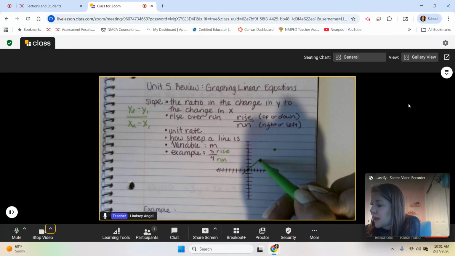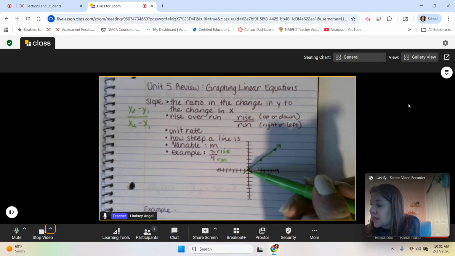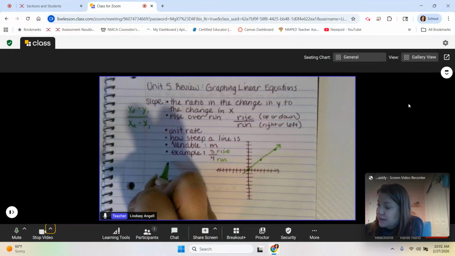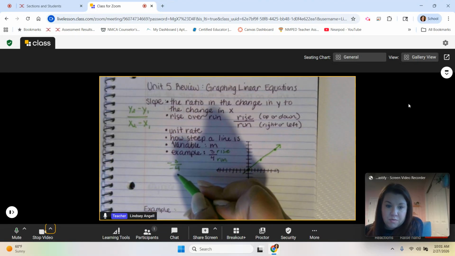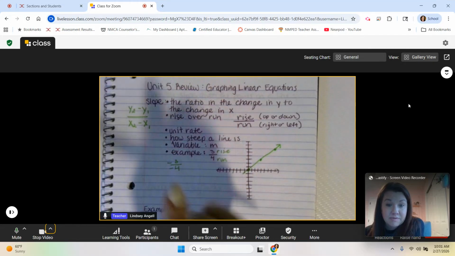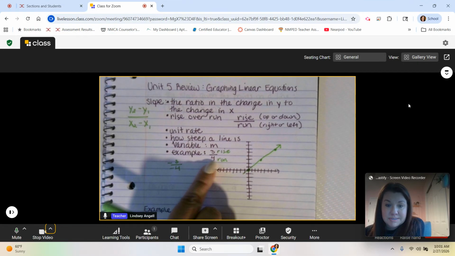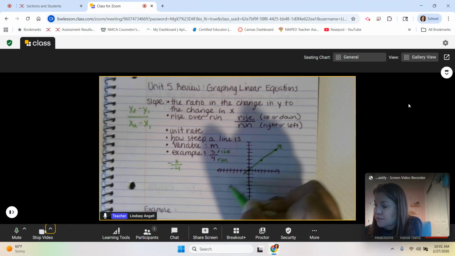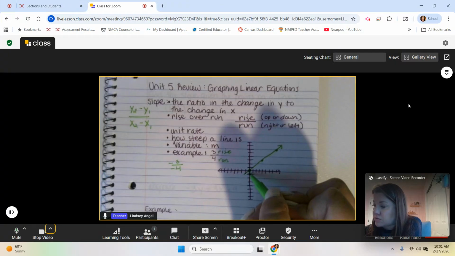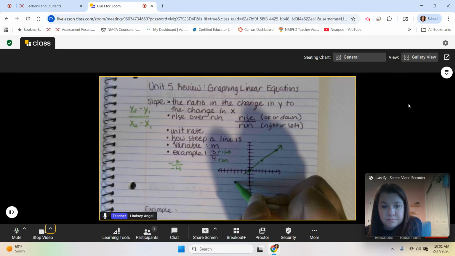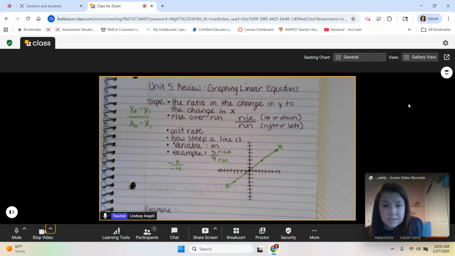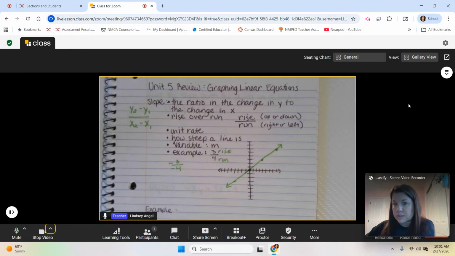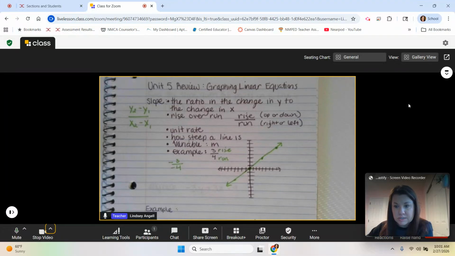I followed the pattern. That being said, I could have also treated this as -3 over -4. A negative divided by a negative is a positive, so it's still the same slope. But that tells me that if I wanted to go this way, I could go down 3, 1, 2, 3, and to the left 4 as well. Notice that's in the same line also. So there's a little review on slope, isolated on its own.